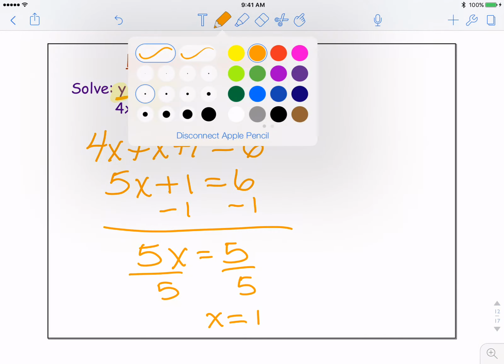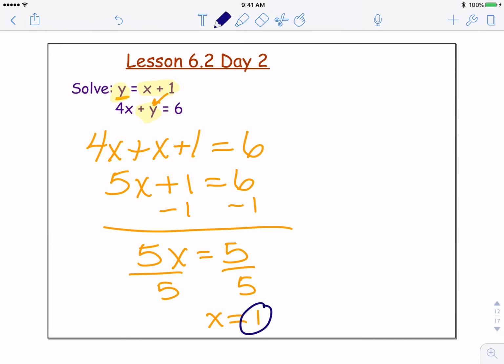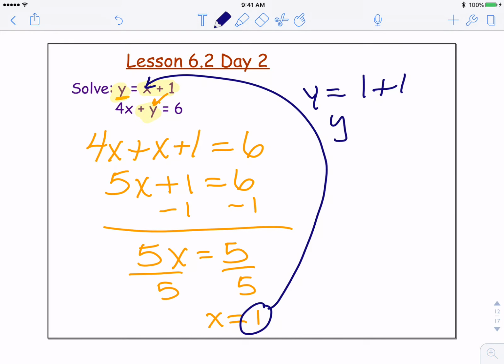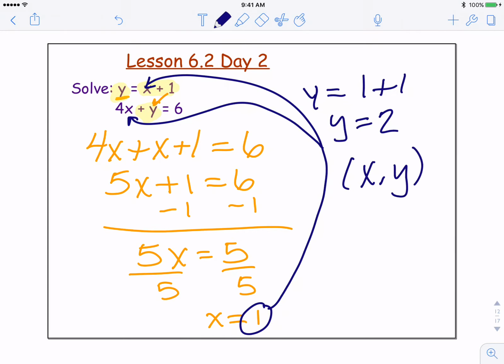I know what x is, so now I'm going to take that x value and plug it into one of my equations. Make sure you plug it in for the correct variable. It's x, so we need to plug it in for x in that equation. So now I can find y by doing y equals 1 plus 1, or y equals 2. I also could have plugged it into this first equation, and I also would have gotten y equal to 2. Remember, your answer to a system of equations is an x comma y point. So your answer would be 1 comma 2.